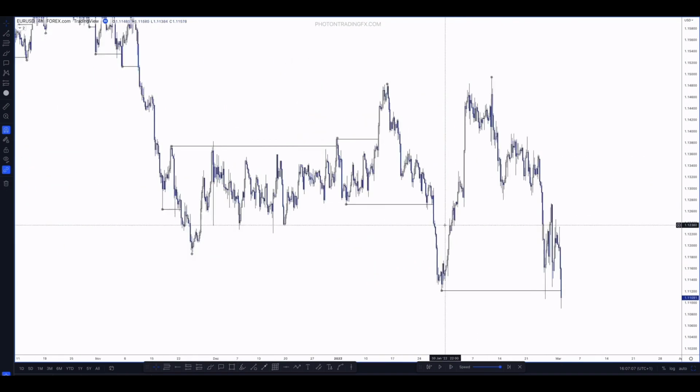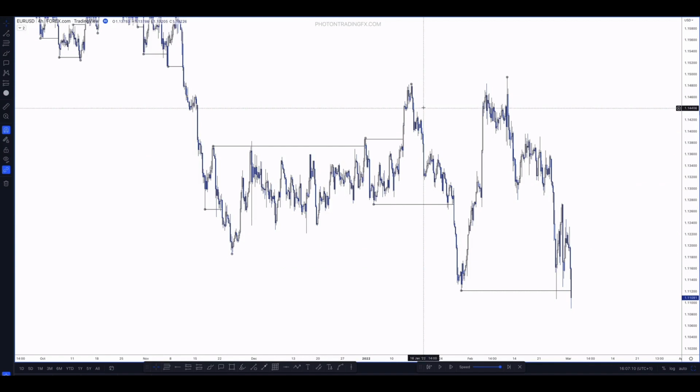So you guys, from the 4-hour swing structure lesson, we mapped it together up until this point.